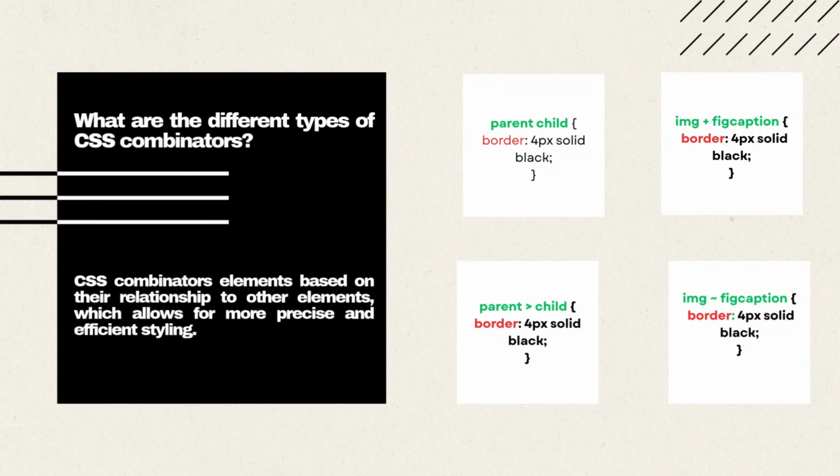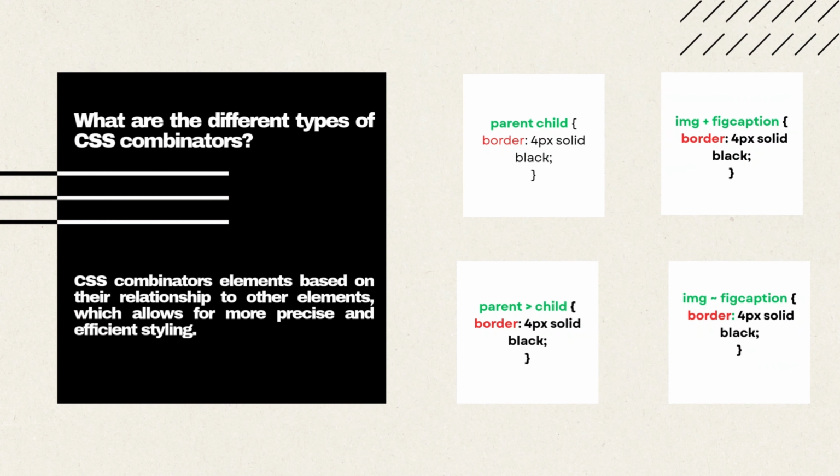The next thing we have is different types of CSS combinators. All right, so we're talking about the primary ones, right? So we have the descendant combinator, we have the child combinator, we have the next sibling combinator, and we have the subsequent sibling combinator. Right, so I'm going to be explaining each of them.